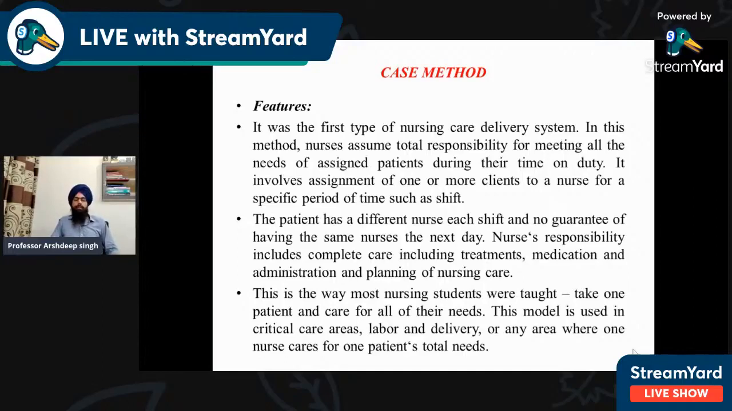In the starting, I have told you that one single patient would be assigned to a single nurse, mostly in the ICUs.